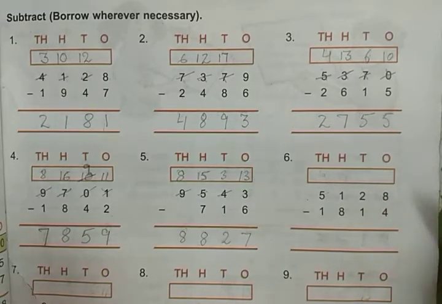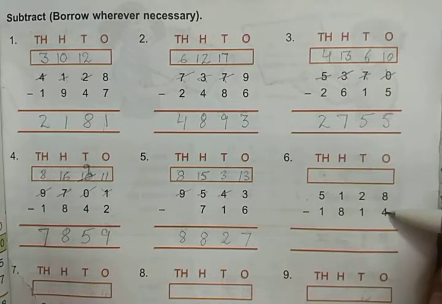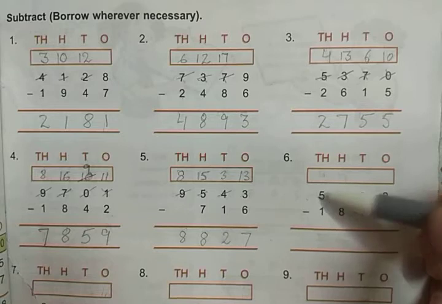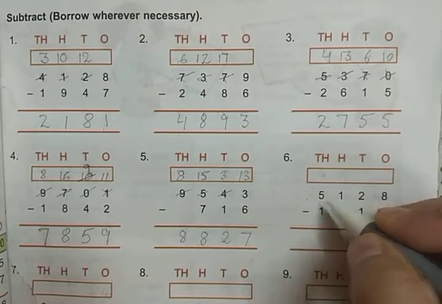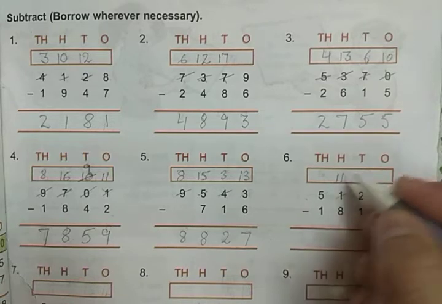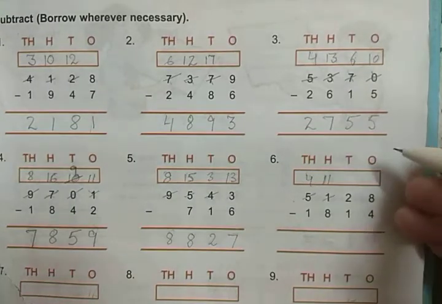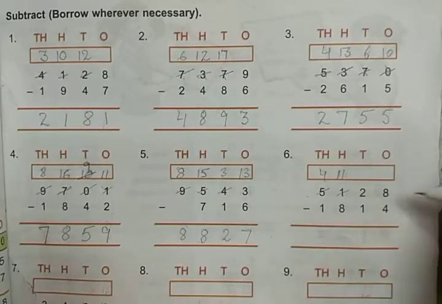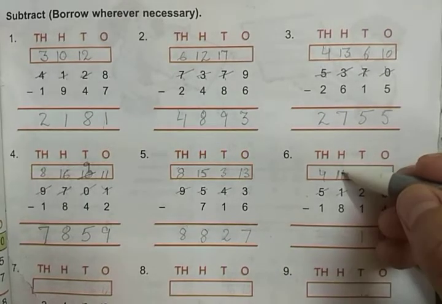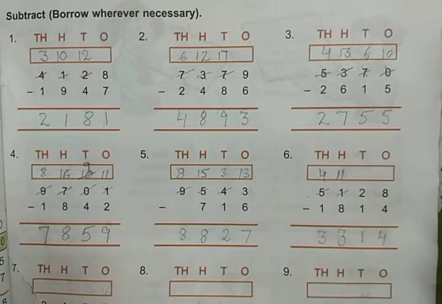Now let us do one more question. So the first step is to make upper digits greater. 8 is already greater than 4. 2 is again greater than 1. And 1 is smaller than 8, so we have to borrow. We will borrow 1,000 from this 5,000. It will become 1,100, and what will be left over here is 4,000. Now start subtracting from the ones place. 8 minus 4 is 4. 2 minus 1 is 1. 11 minus 8 is 3. And 4 minus 1 is again 3.